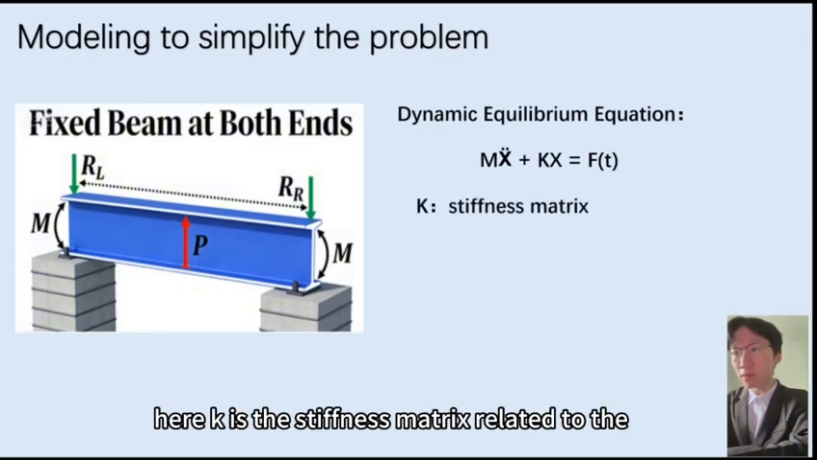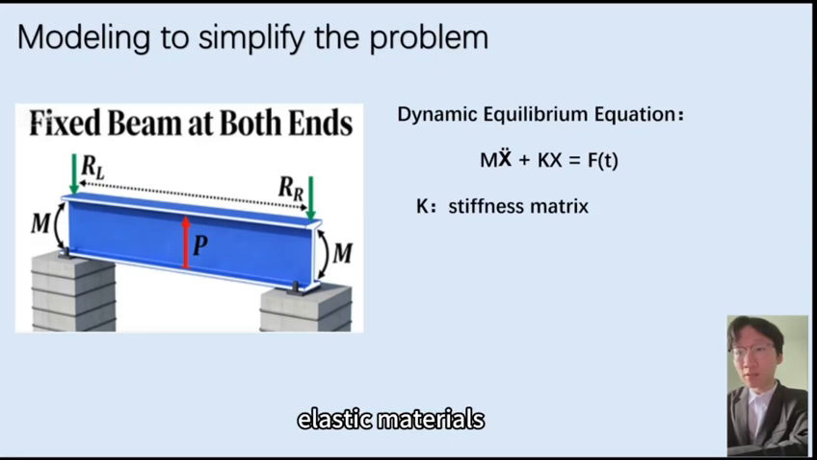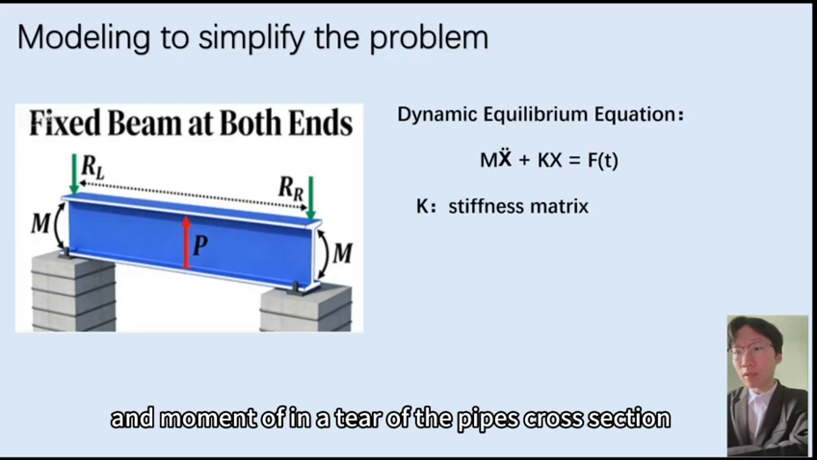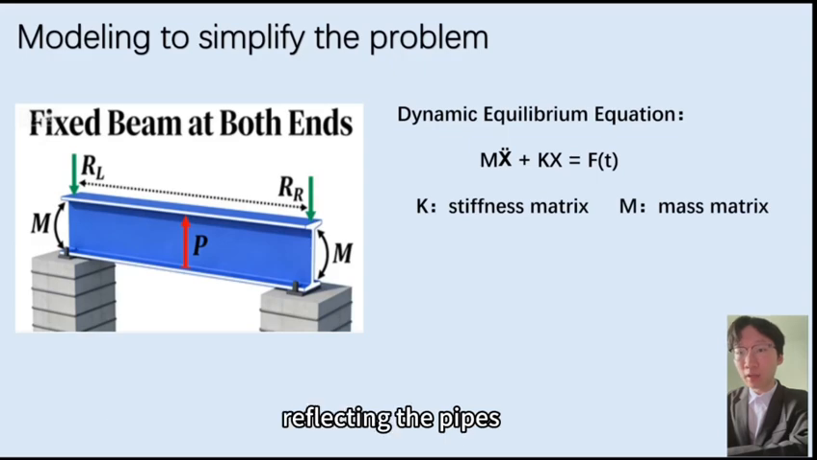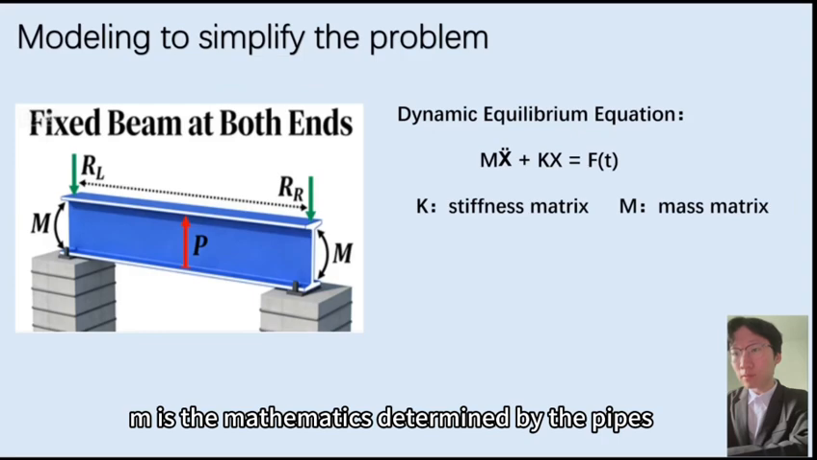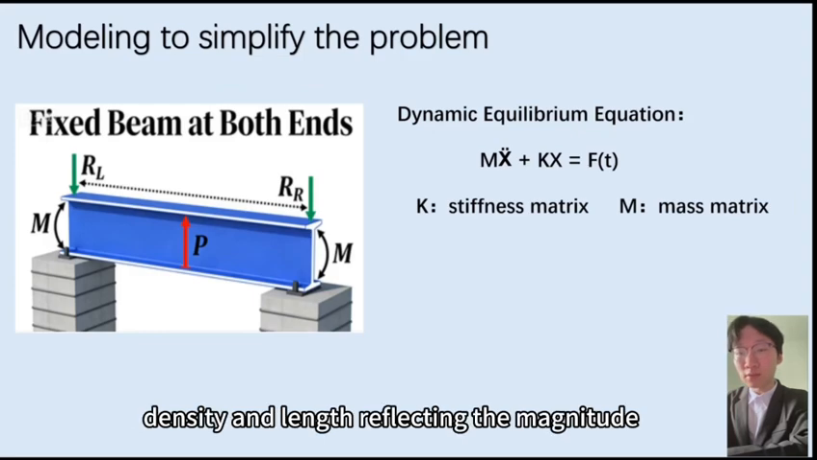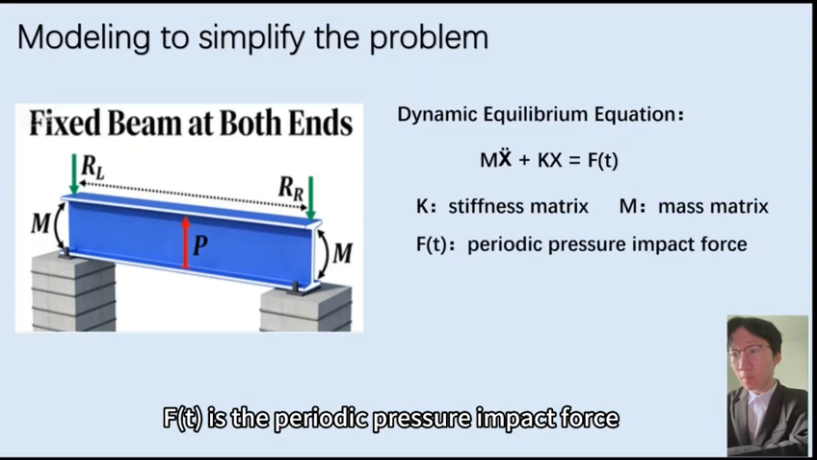Here, K is the stiffness matrix related to the elastic modulus and moment of inertia of the pipe's cross-section, reflecting the pipe's resonance. M is the mass matrix determined by the pipe's density and length, reflecting the magnitude. Ft is the periodic pressure impact force.